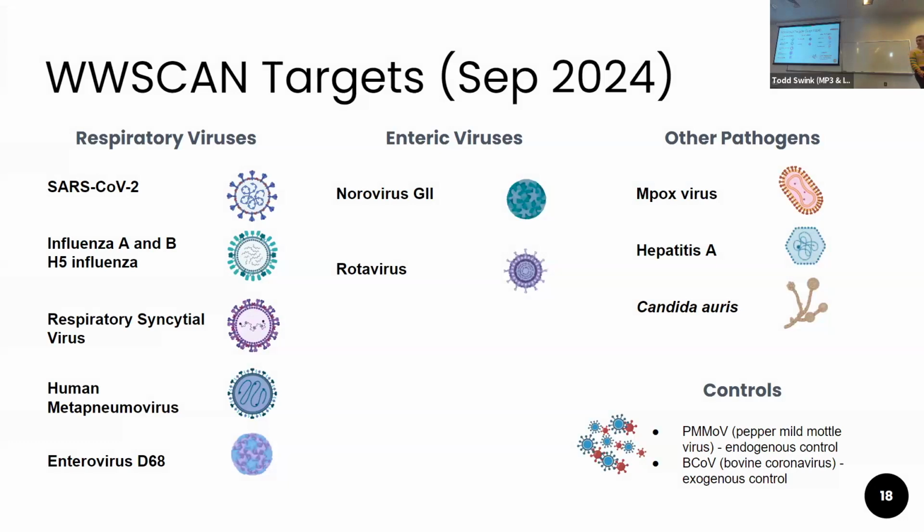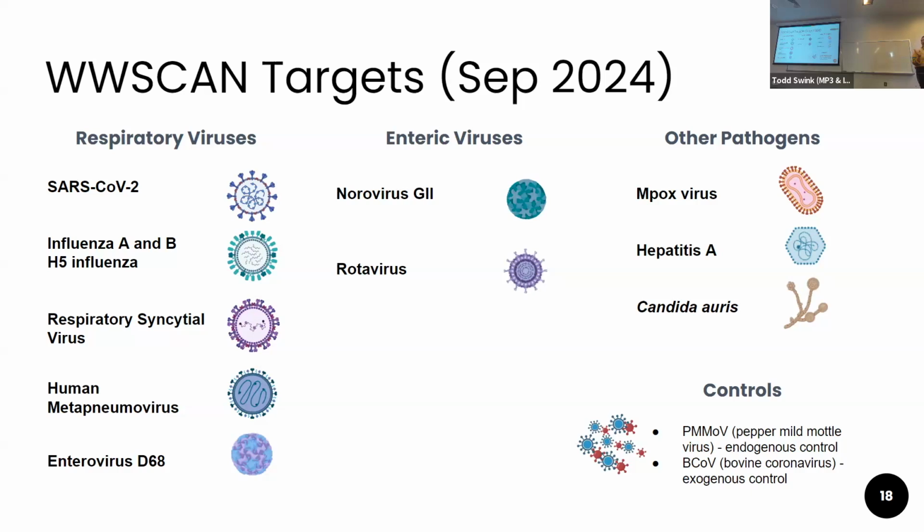So there's two, and they're listed here. One is pepper mild mottle virus. That's an endogenous control. It's a virus that infects peppers, and it is very prevalent in wastewater. And the main way that it's entering wastewater is in the feces of people who eat peppers. And so it helps serve as a little bit of a control for the fecal input into the sample. So we use that as one method. Bovine coronavirus, we spike that into all of the samples, and then it's a process control. So we look to make sure that that was extracted efficiently and in the quantities that we would expect, so that we know that the process was working.